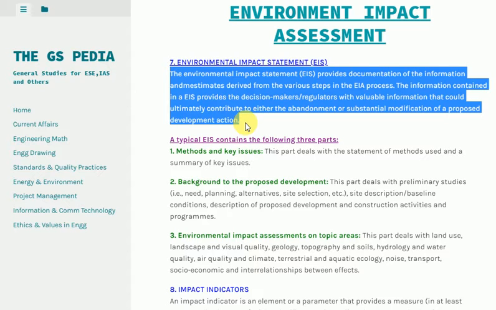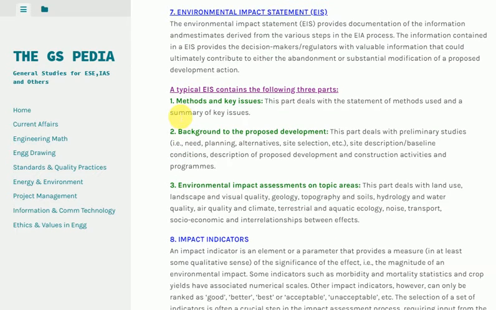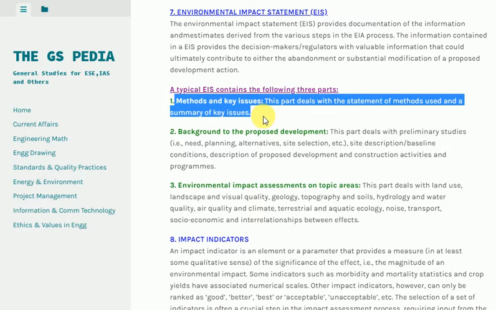The information contained in the EIS provides the decision-makers/regulators with valuable information that could ultimately contribute to either the abandonment or substantial modification of a proposed development action. A typical EIS contains the following three parts. 1. Methods and key issues. This part deals with the statement of methods used and a summary of key issues.